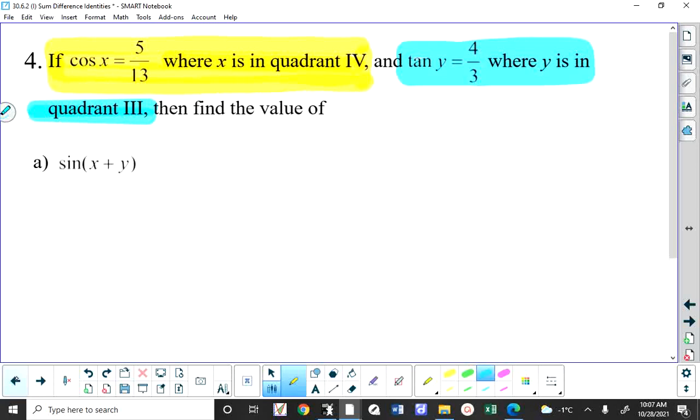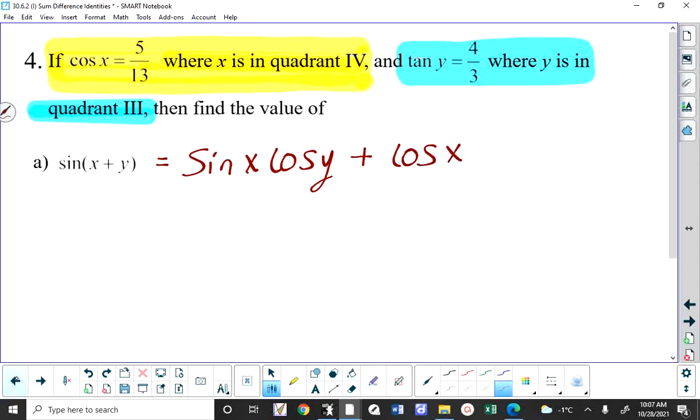Now, if you want to find, let's go to our identity now and write out how we would find sine of angles x plus y. It would be sine of rotation angle x, cosine of rotation angle y, plus cosine of rotation angle x times sine of rotation angle y. Did I decipher the identity correctly from your formula sheet to what I have written up here? Good.